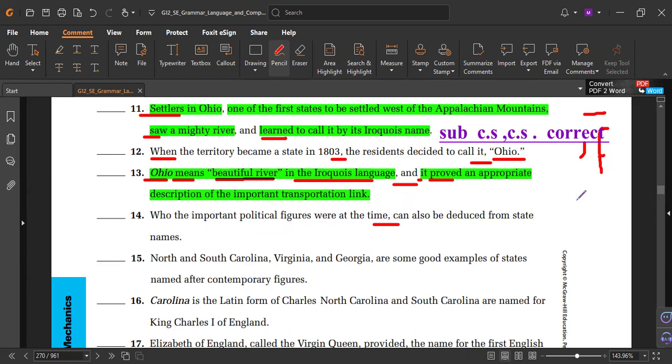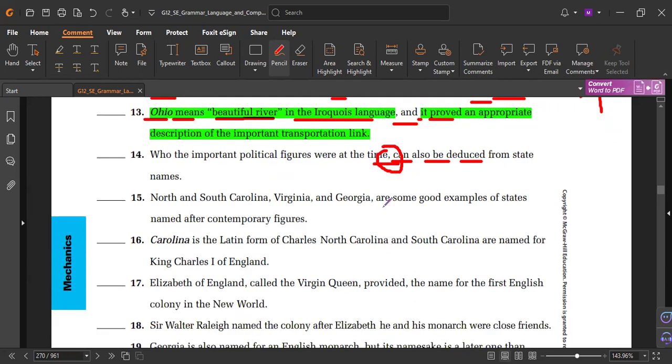Okay, Mister. Number 14: "Who the important political figures were at the time can also be..." So here we have a noun clause. Why should we separate the subject from the verb? Because this is called misplaced. There is no reason for this comma. That's why.